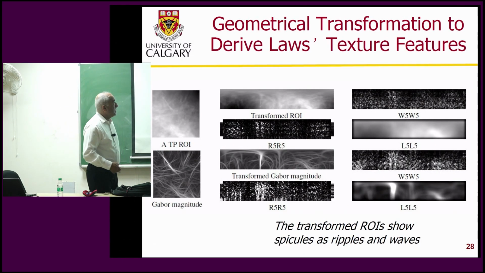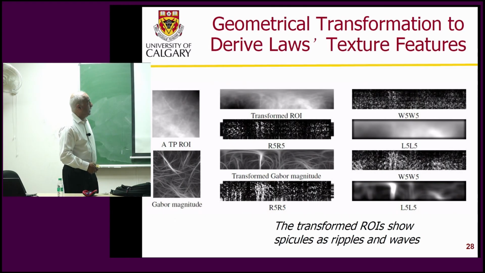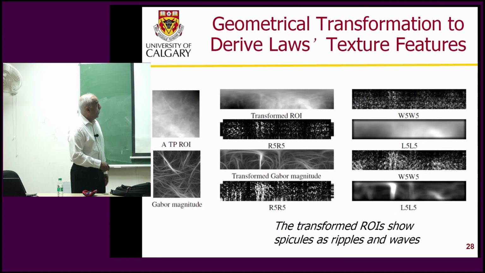To derive Laws texture features, we applied a geometrical transformation. A true positive ROI is shown here, the Gabor magnitude output. You see these fibroglandular tissue patterns at various angles.